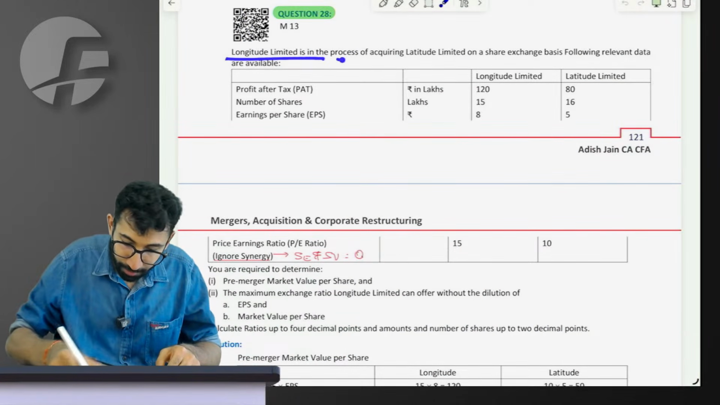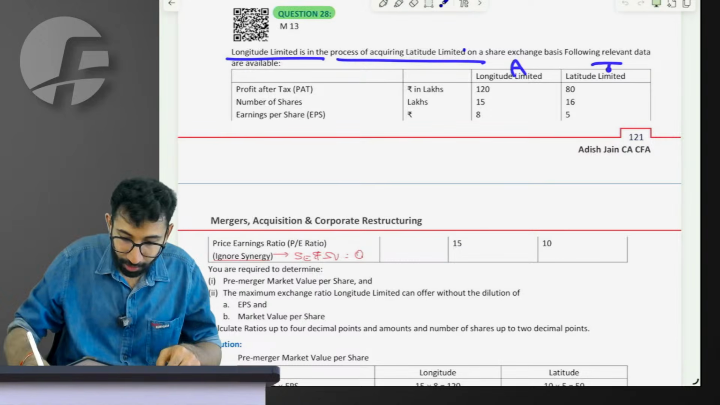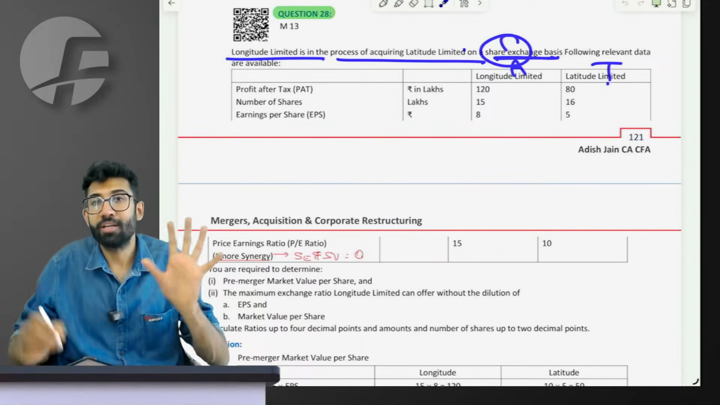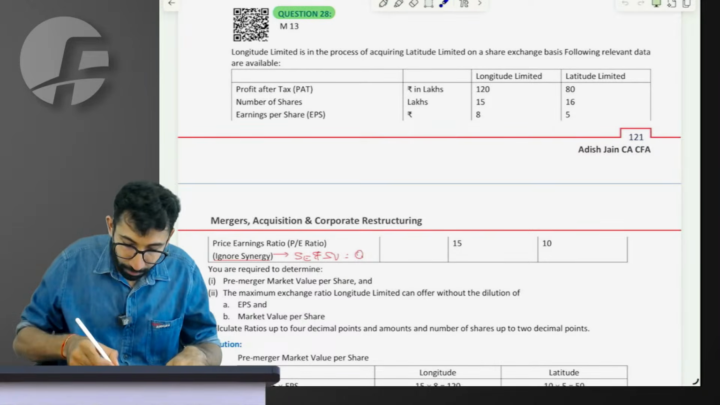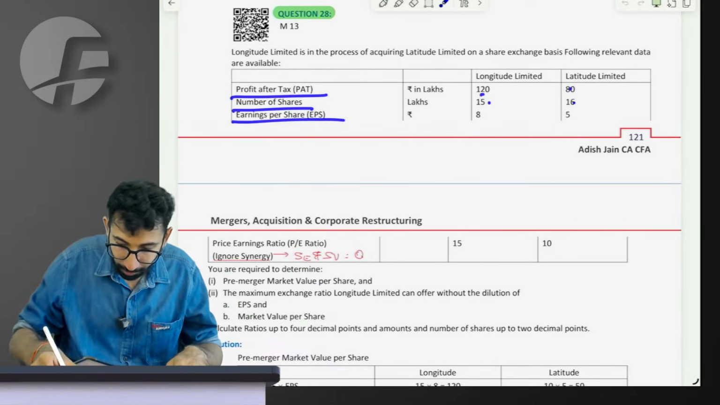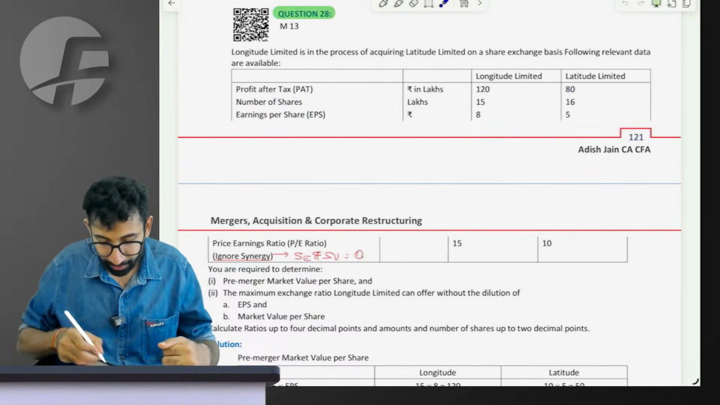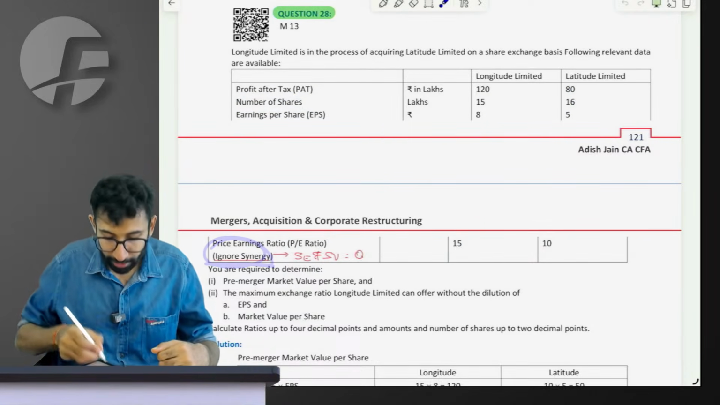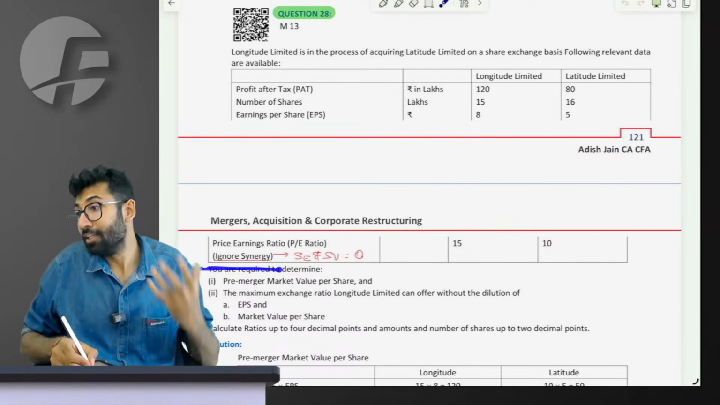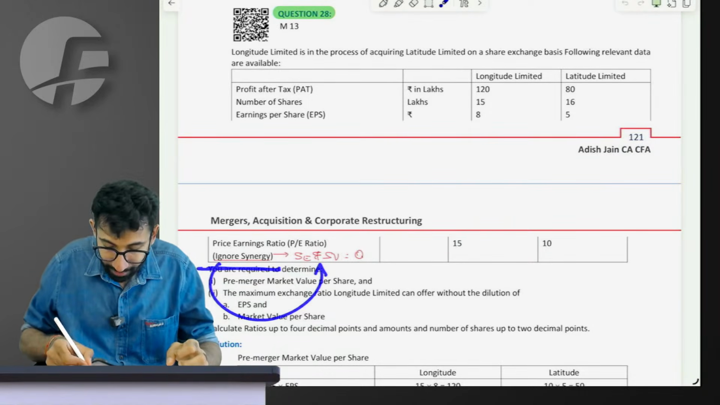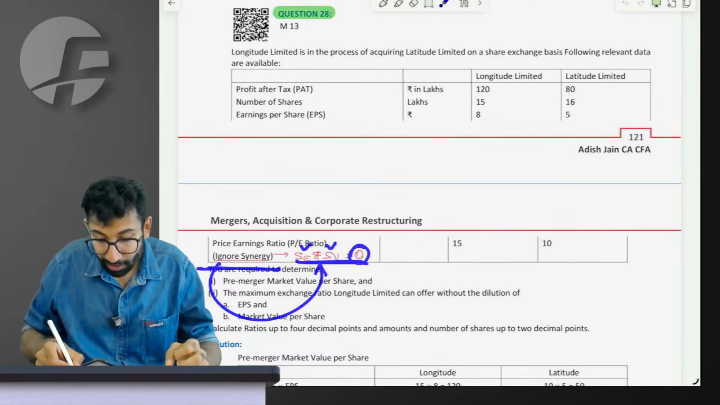Similarly, one question we do in the class right now is question number 28. Longitude is proposing to acquire Latitude. So this is the acquirer, this is the target, and it is a share exchange, which means we are in a stock deal. PAT of the companies is 120 and 80, number of shares 15 and 16, EPS accordingly 8 and 5, the PE ratio is 15 and 10, market price you can calculate. Ignore synergy. The implication of this line is that they say synergy in earnings and synergy in value you have to assume zero.